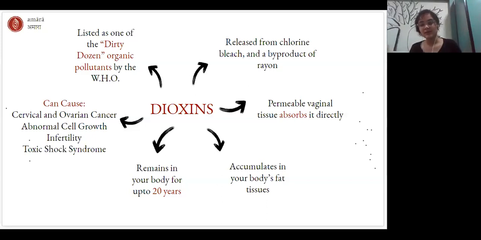Now, the second part of this is what it's doing to the environment. So I would actually ask Khushbu to talk about the environmental effects of pads and tampons.